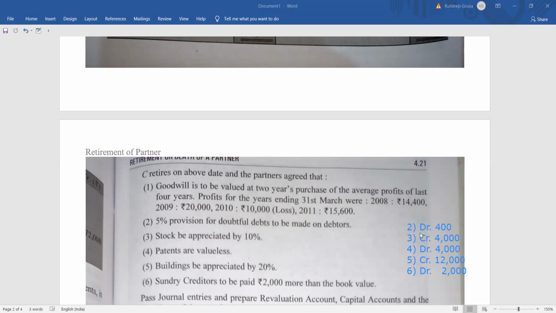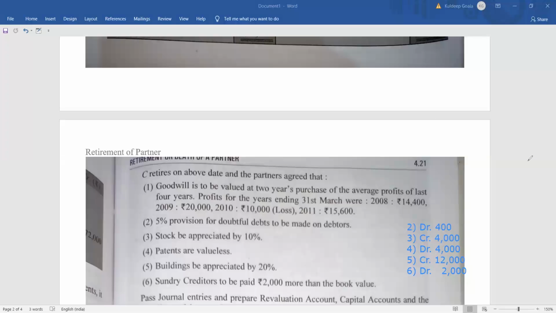So the total we will do altogether. Also you can do it this way: all the debits we can do first. Revaluation account debit, how much? 400 plus 4000 plus 2000, isn't it? It's a revaluation loss. Here debit and credit all relate to the revaluation. So revaluation account debit 6400, to provision for doubtful debt 400, to patent 4000, to sundry creditors 2000, isn't it? This is how it will be reflecting. Clear?